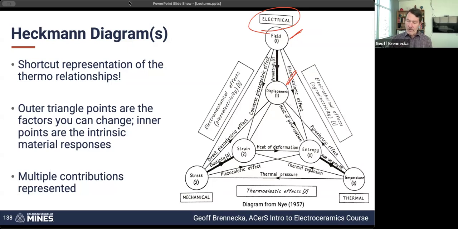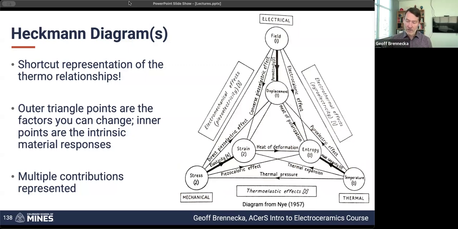So this is the electrical portion. So that's just electric field and the polarization that comes out of it. We've got a thermal portion, which is temperature and entropy, and then we've got the mechanical stress and strain. And all this is doing is showing you that on the outside, you've got the things that you can change. The inside of the triangle are the responses, the direct responses of the materials.